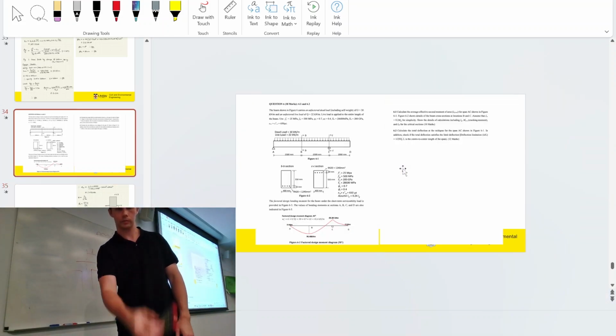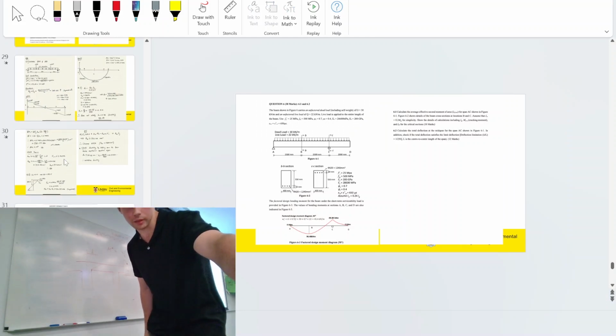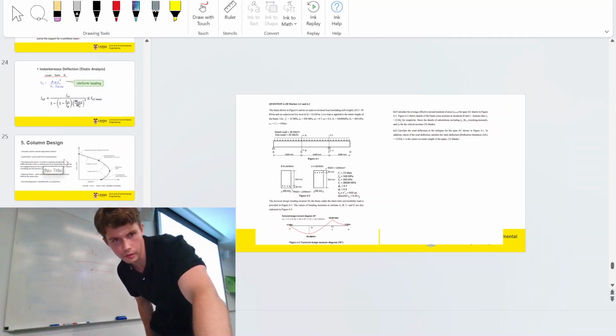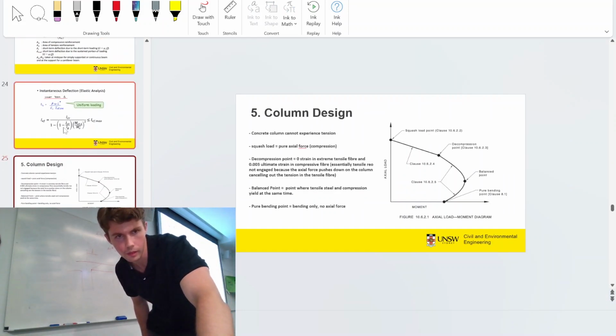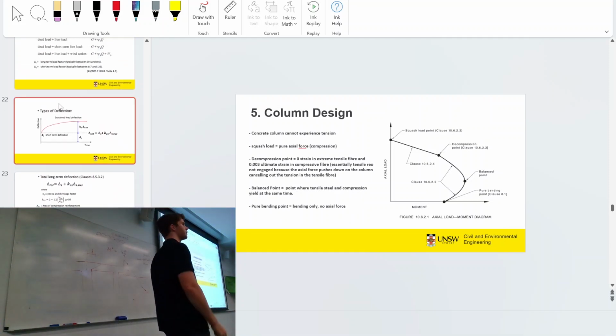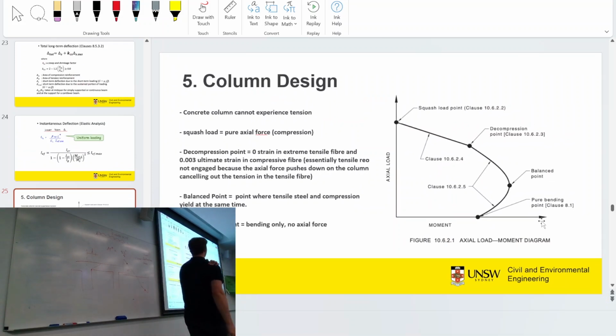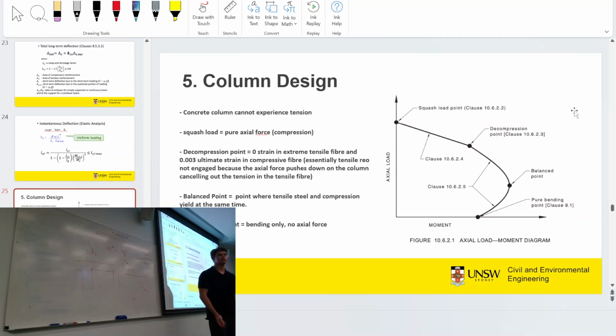Is there much else in there? Yeah, for concrete columns, it's not too much. You just have an interaction diagram. You look at just axial force and also bending.